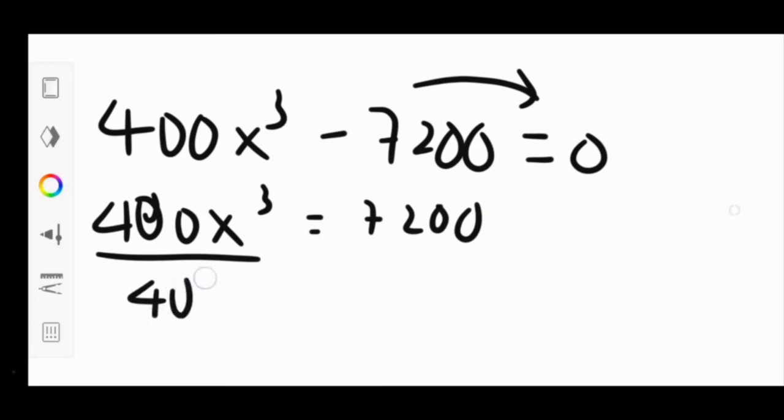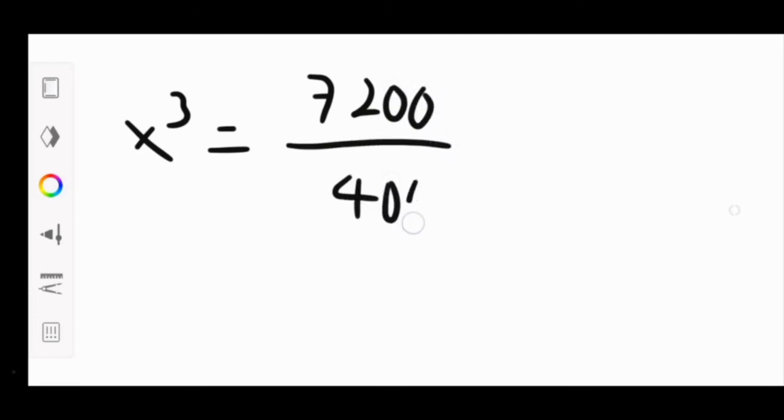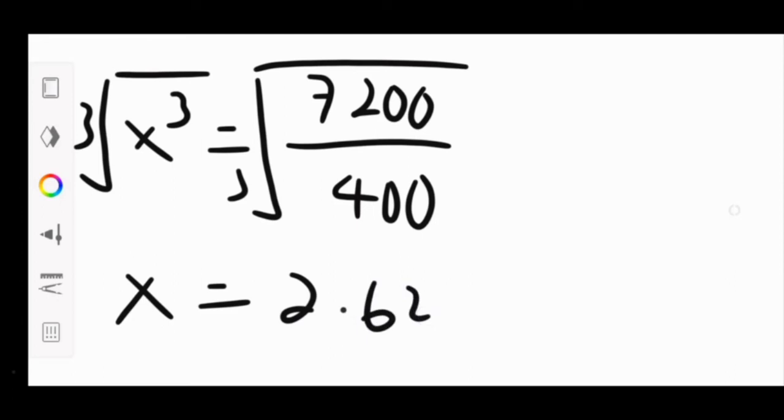Divide it by 400. The x cubed will become 7,200 over 400, and we need to cube root it. We will get x equals 2.62. Therefore, this is the minimum cost for x.